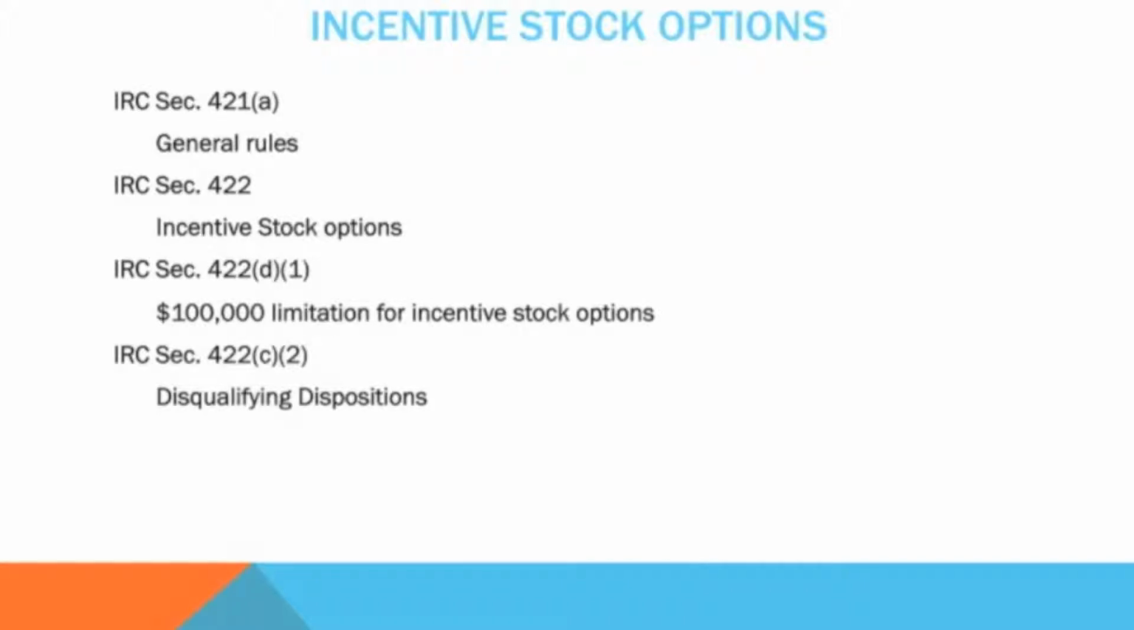Now we have Internal Revenue Code Section 422(d)(1), which provides that the aggregate fair market value of the stock with respect to the incentive stock options that are exercisable for the first time by any individual during the calendar year that exceeds $100,000 shall be treated as options and not incentive stock options. And then we have Internal Revenue Code Section 422(c)(2), which talks about disqualifying dispositions, and I'm going to cover that a little more on the next slide.